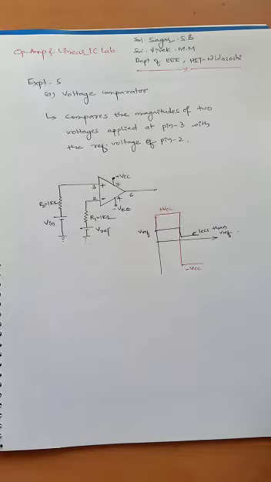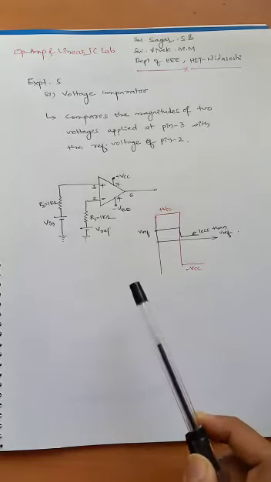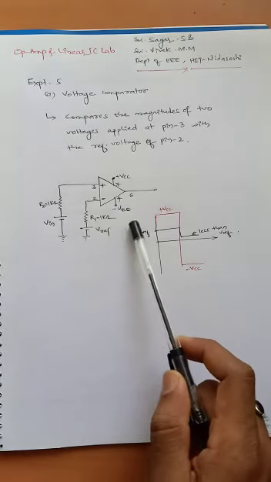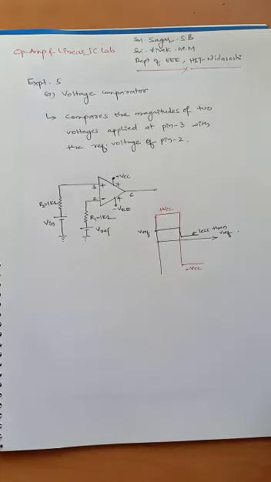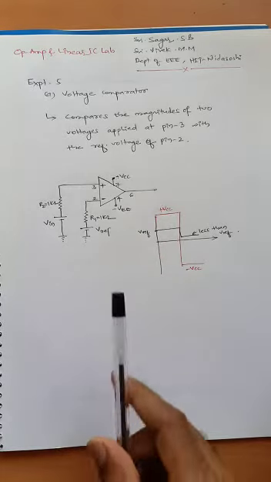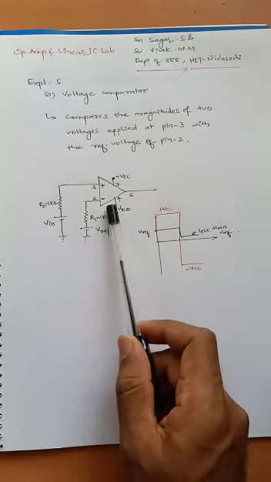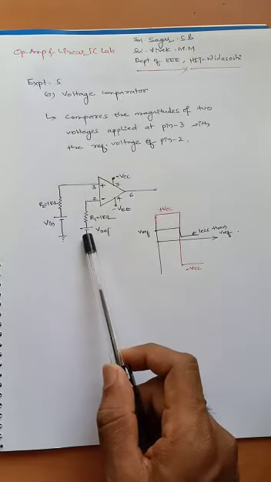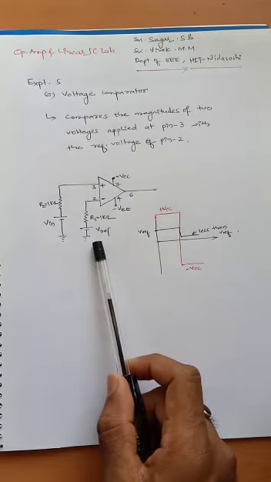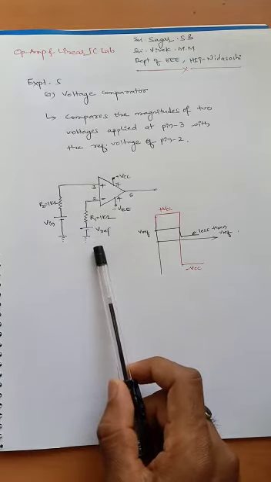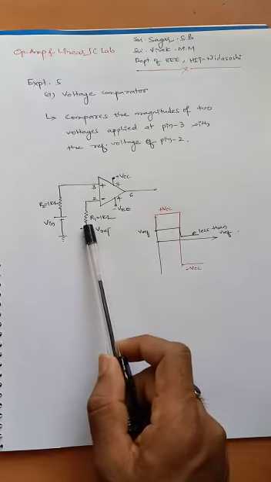Now you can see the circuit diagram for voltage comparator, and it is an open loop circuit. That means we don't have any feedback resistance from pin number 2 to pin number 6 here. It is a simple open loop circuit. At the inverting terminal, that is pin number 2, we are connecting a reference voltage. Reference voltage stands for we will use a DC source whose voltage value will be fixed to some value through a resistance R.